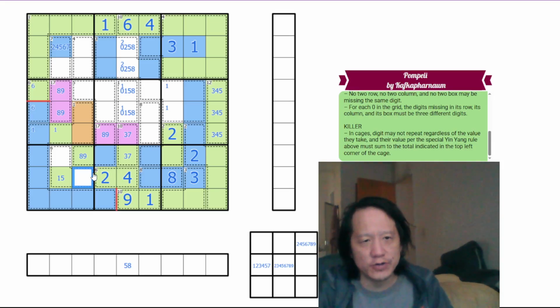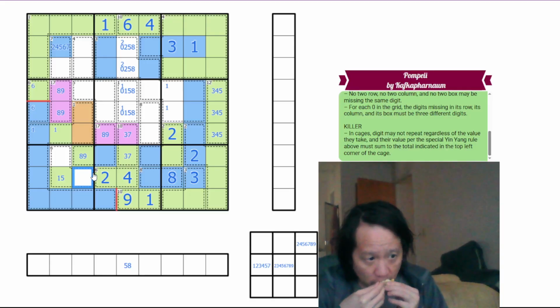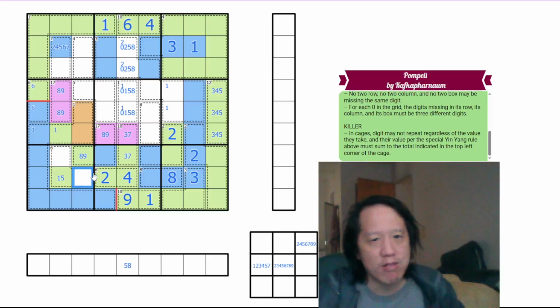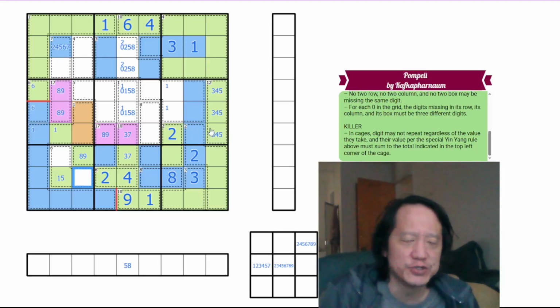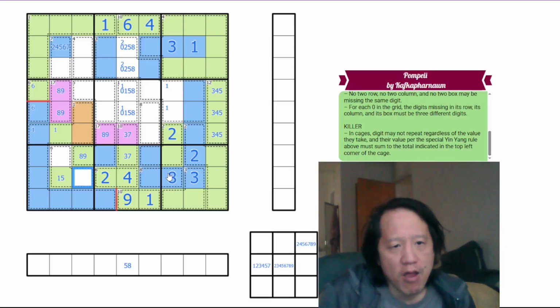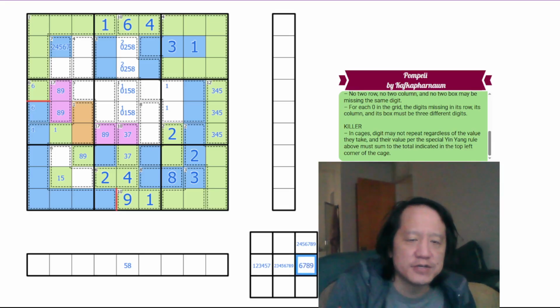Is there a better way of attacking this? Because this is looking like this is possibly the solution. Hmm. Box 6, we're missing 6, 7, 8, or 9 in this case.